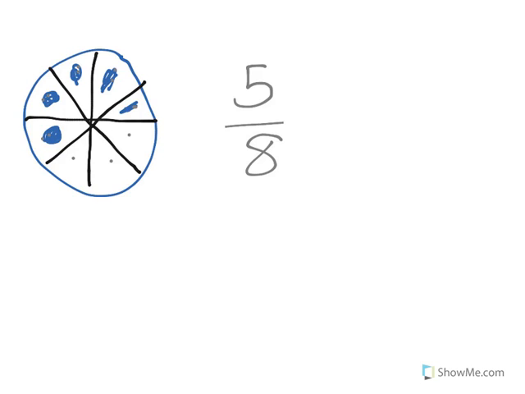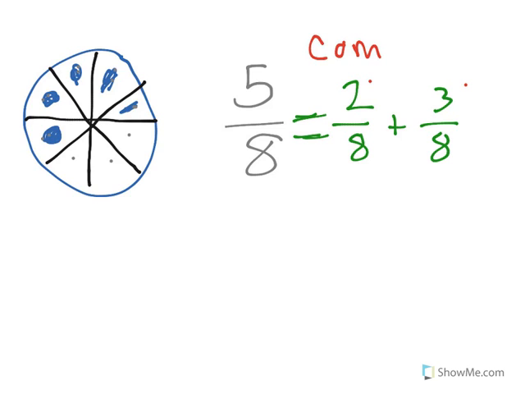Now, I'm going to try to find a way to compose this fraction. Remember that compose means add. So, I could say 2/8 plus 3/8 equals 5/8. Remember that when we add these fractions together, we only focus on the numerator, 2 plus 3, which equals 5, and the denominator stays the same. So this is an example of composing.